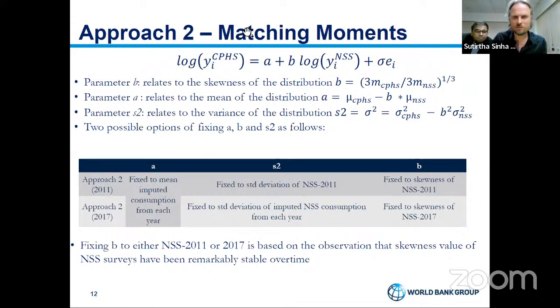Let us have a two-way debate. It seems that the skewness of consumption is much higher in the urban NSS compared to the CPHS, correct? That may result in underestimates of poverty. Yeah, so it is important that we get those moments right. That's precisely what motivated us to adopt approach 2 in our paper.